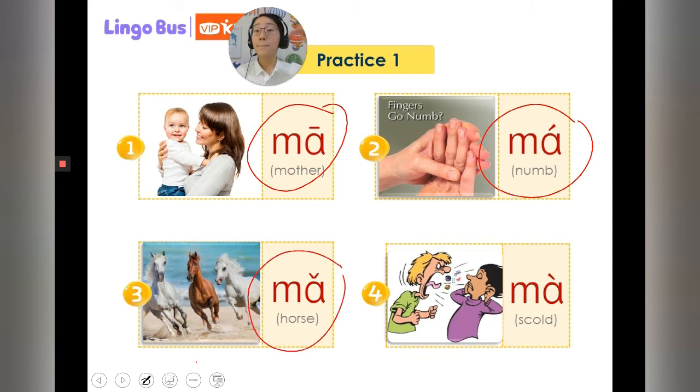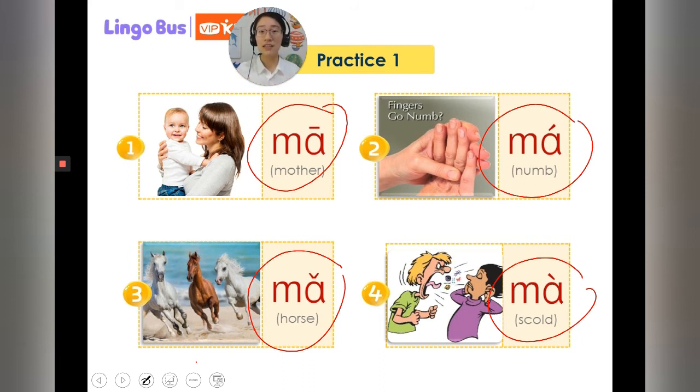The third tone is ma. Ma. That means horse. It's your turn. Ma. Great. So the last one is a falling tone. Ma. That means scold. Can you have a try? Ma. The ma is going down. The tone goes down. Okay, great.